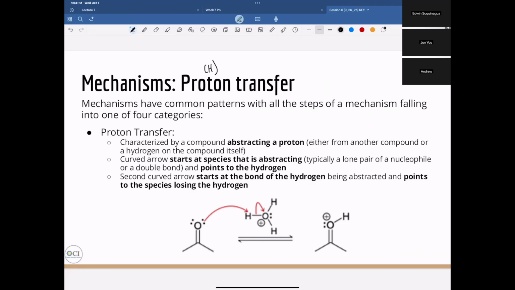We have an example on the bottom here. This carbonyl group has a lone pair, and it's going to use that to stretch out and grab this hydrogen atom. The electrons in this bond right here are going to go back to the oxygen atom. So that's how you draw a proton transfer mechanism using arrows. Understood? Questions?